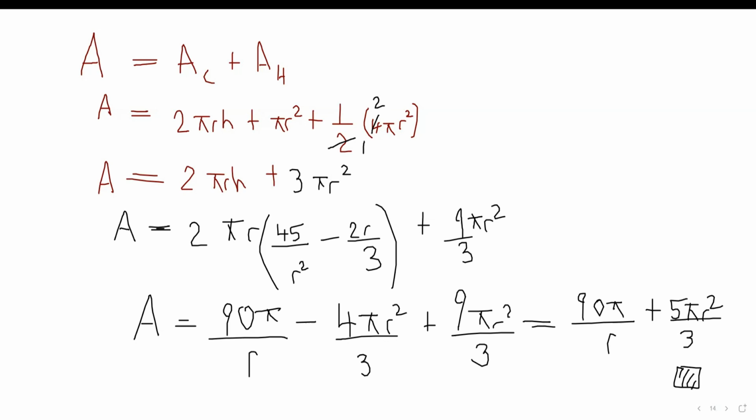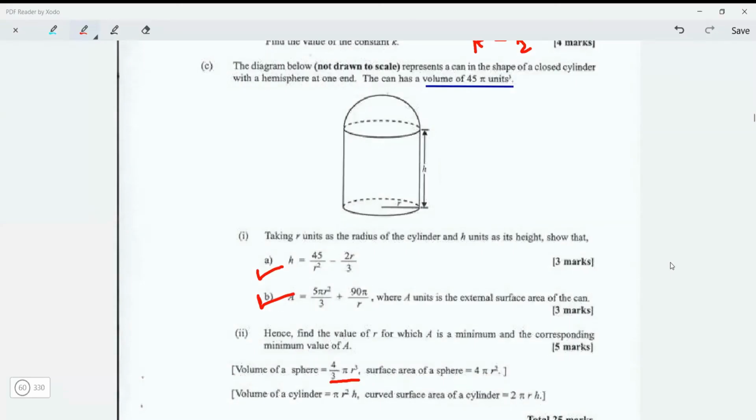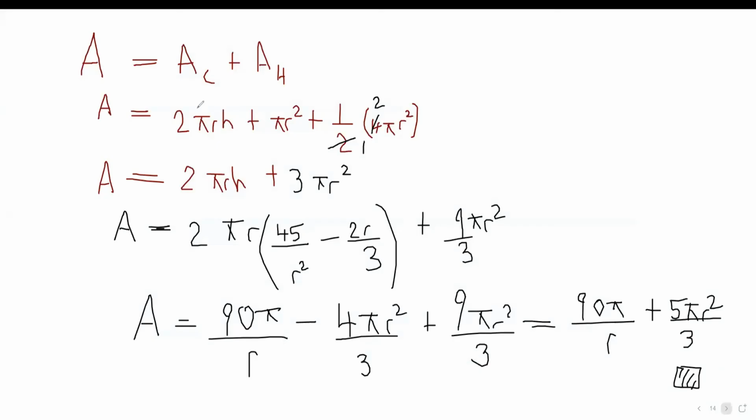All right, cool. The next thing it says is to hence find the value of r for which A is minimum and the corresponding minimum value. Find the value of r for which A is minimum. If A is minimum, the first thing we know is at a minimum point, dA by dr equals 0. Right? So now we have to differentiate this.